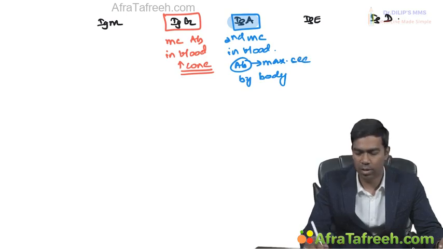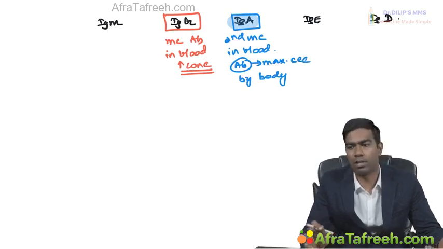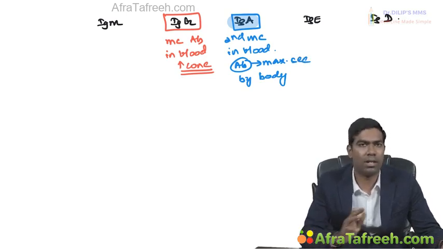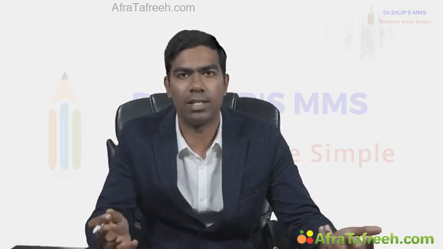Maximally secreted by the body. How can you ask me, sir, what you're confusing? So blood IgG is maximum, but overall in the body it's IgA. Yes, true, because IgA is a mucosal antibody.